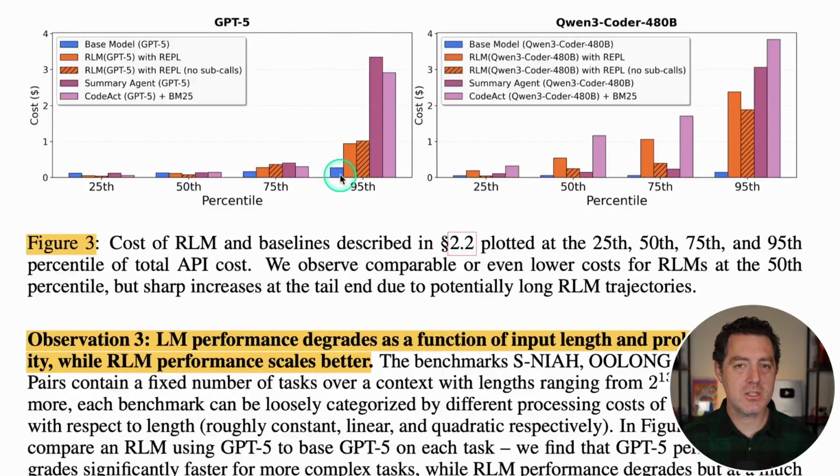But keep in mind, this is just cost. It's not factoring in quality. So the base model stays very low, whereas the RLM approach, even though it maintains quality at larger contexts and complexities, starts to really spike in costs. Then over here, we're seeing the same thing, but with Qwen 3 Coder.